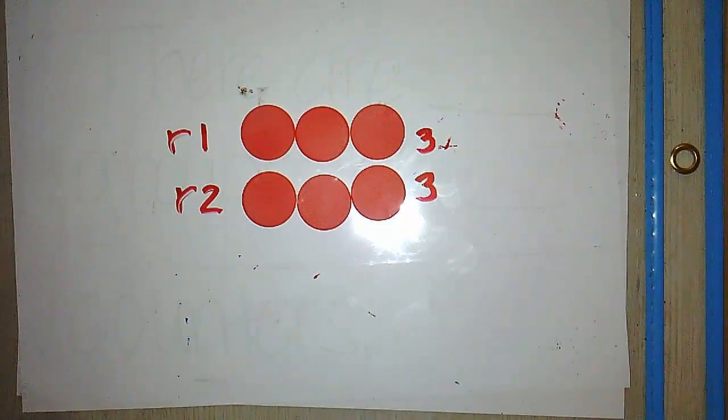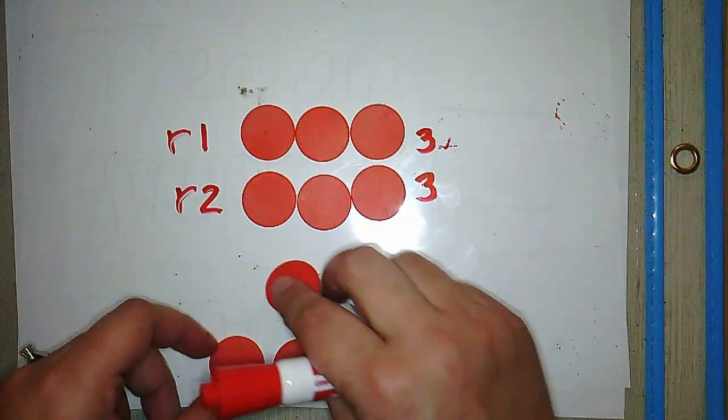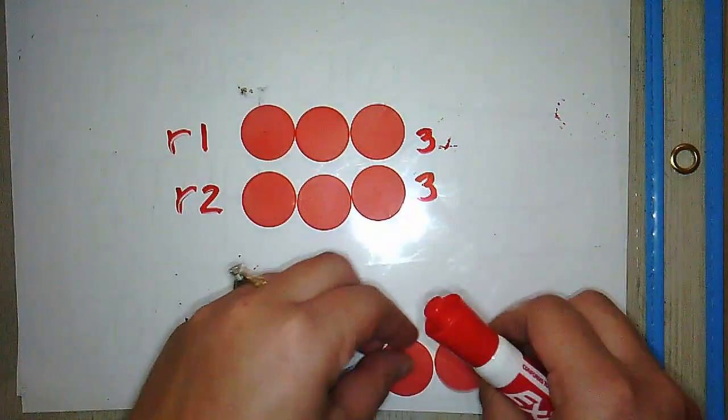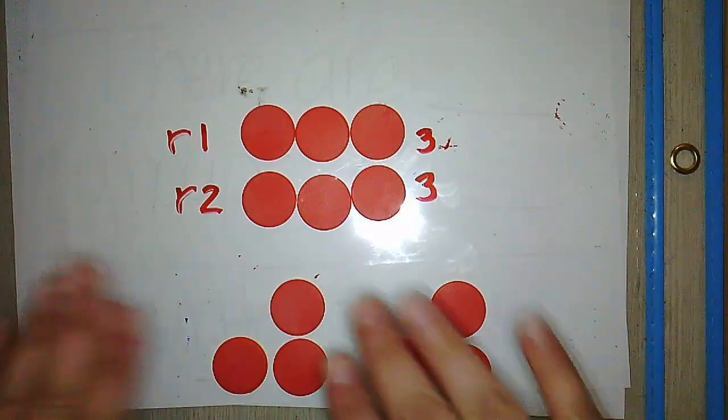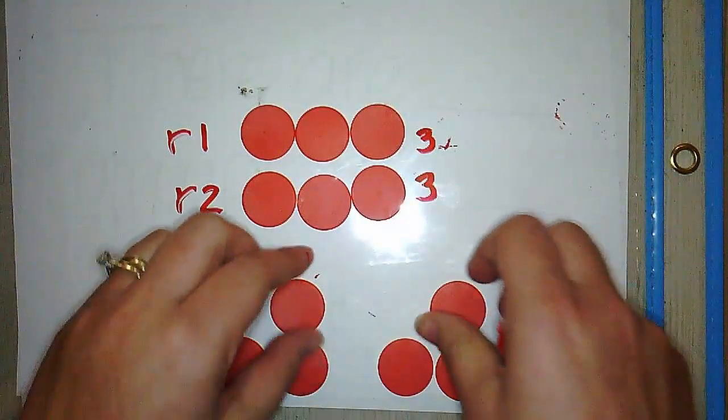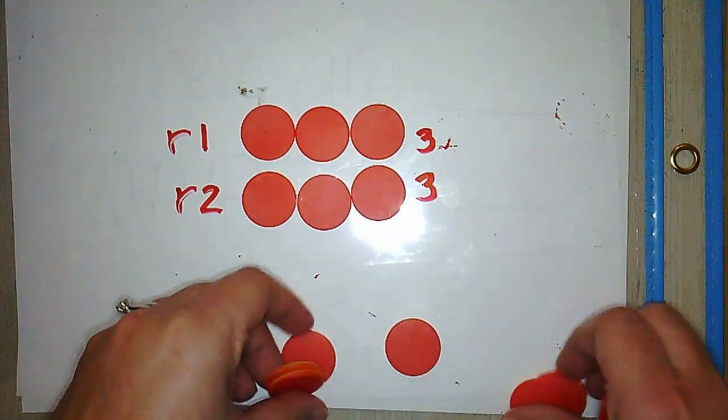I want you to think about this. Did the total number of counters change when I organized them into a regular array? Remember, at the beginning, we had them like this. And now we have them in rows. Did the total number change? Yes, boys and girls. No, it didn't change. We had 6 here and we have 6 here. Great thinking, kids.